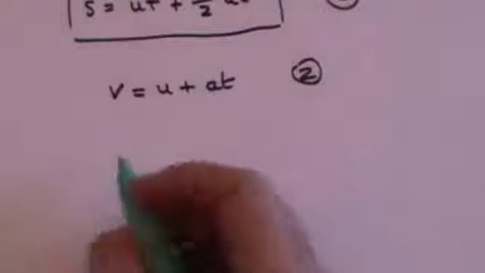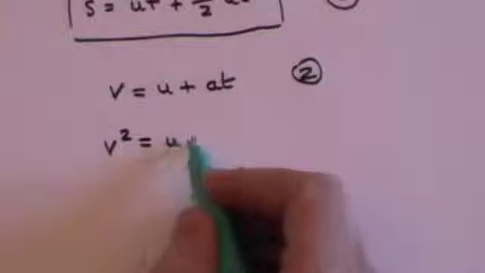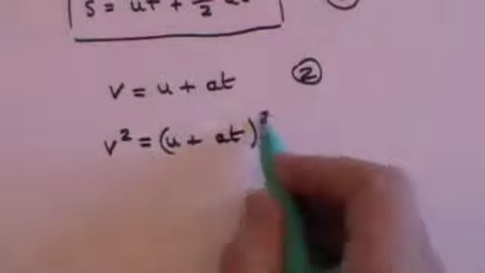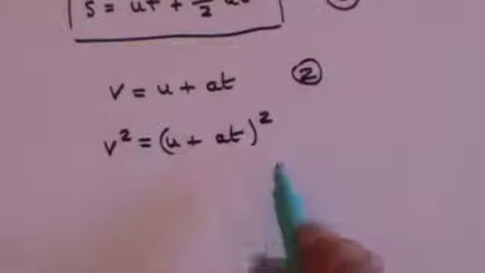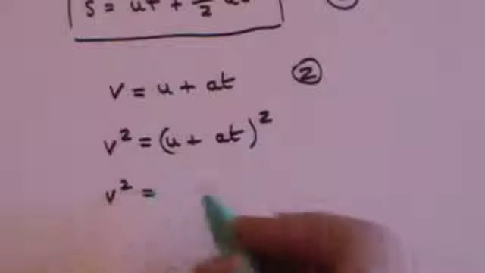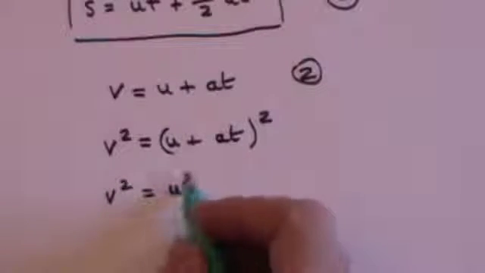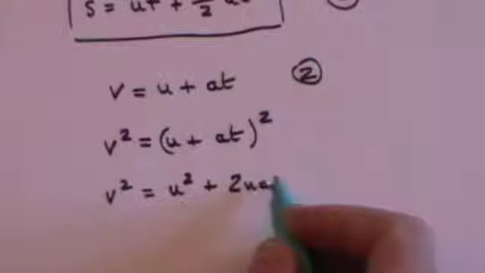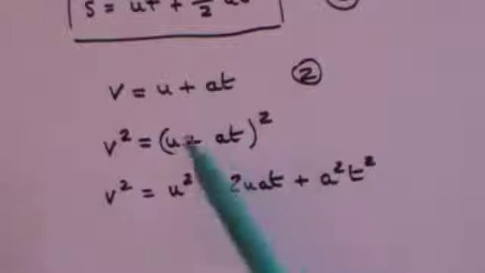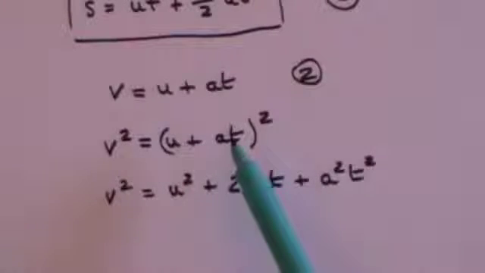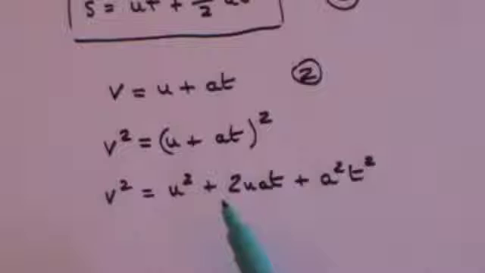And now I want to square it. So v squared equals (u plus at) all squared. Now you should have done in maths how to do the square of a term like this. I'm not going to explain it, I'll just do it. That will become u squared plus 2uat plus a squared t squared. That is the way you multiply. That is essentially u plus at multiplied by u plus at. And if you do that, you'll get u squared plus 2uat plus a squared t squared.